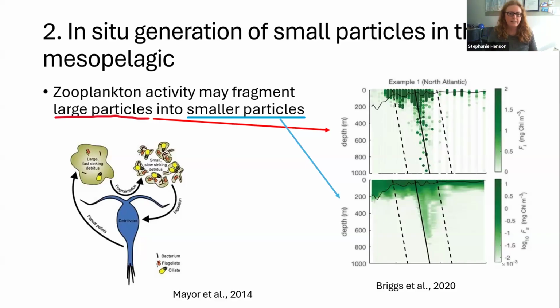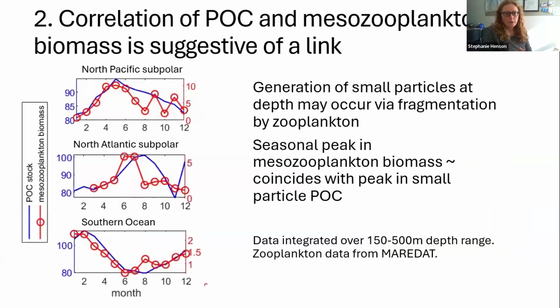So again, we can't test that directly with this data set, but what we can do is look at whether there's any possible association between POC stock and the presence of these mesozooplankton. And so we looked at the MARIDAT database, which is a database that's been collated together where the data have been standardized and gridded to be used for model intercomparison studies and that kind of thing.